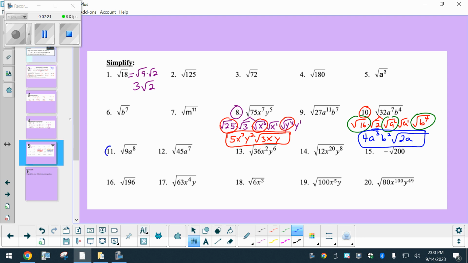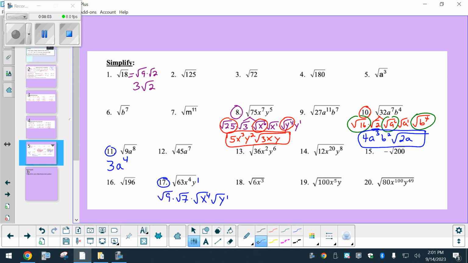Like over here on number 11, square root of 9 is 3. And that's going to be a to the 4th. 17 has a 1 there, right? So that guy you can't even do anything with. But you can look at 63, which should be the square root of 9 times the square root of 7. And then x to the 4th I want to break up. No, I don't. That's actually a perfect square. Woohoo! It's the y one you can't touch. So I'm still going to bring it down for right now.